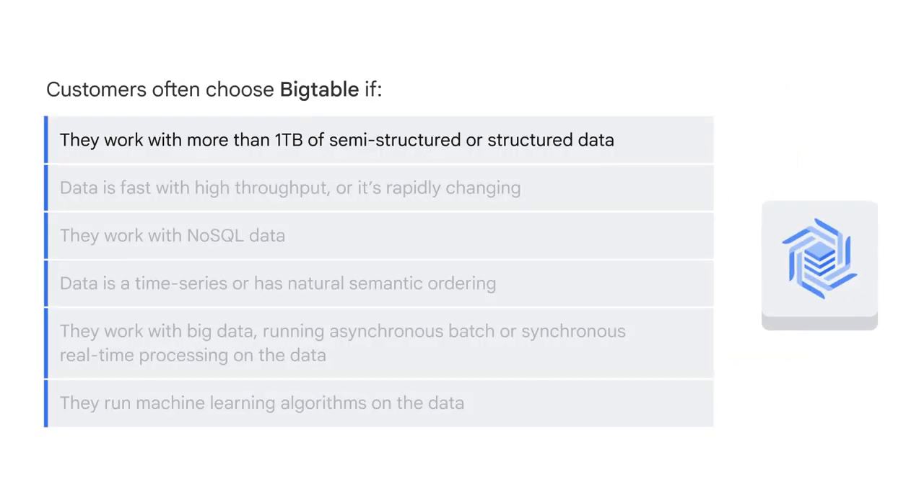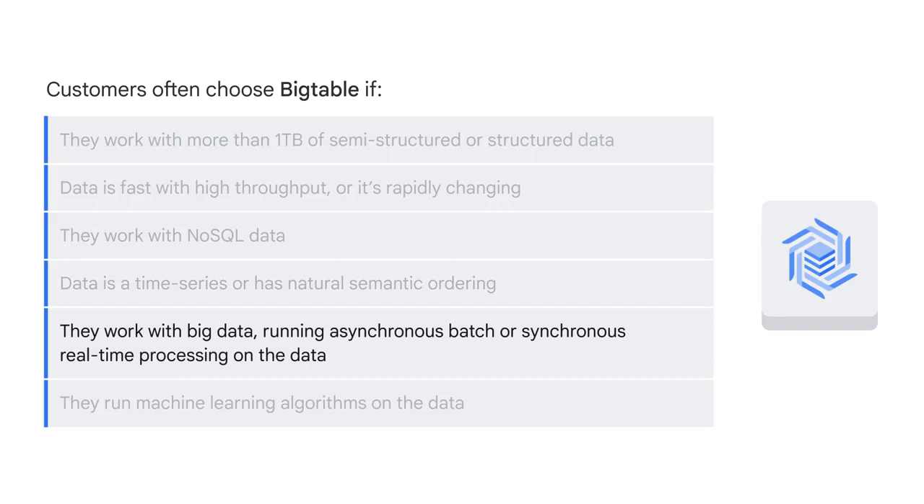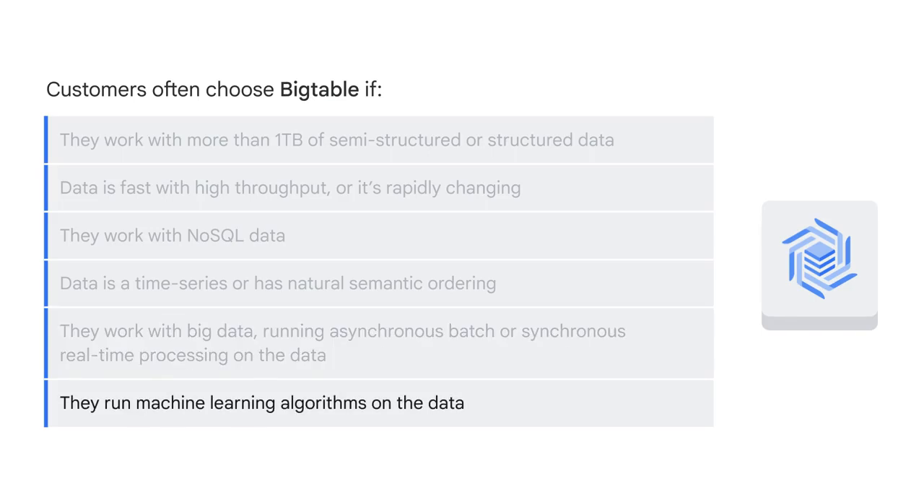When deciding which storage option is best, customers often choose Bigtable if they're working with more than 1 terabyte of semi-structured or structured data, data is fast with high throughput or it's rapidly changing, they're working with NoSQL data. This usually means transactions where strong relational semantics are not required. Data is a time series or has natural semantic ordering. They are working with big data, running asynchronous batch or synchronous real-time processing on the data, or they're running machine learning algorithms on the data.